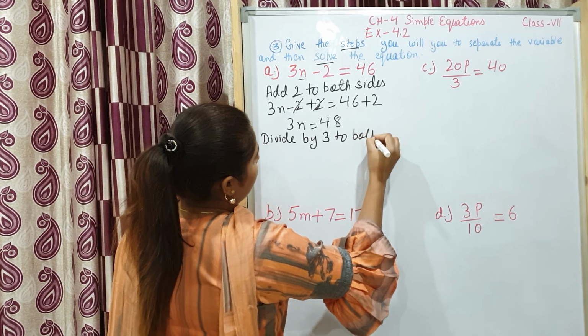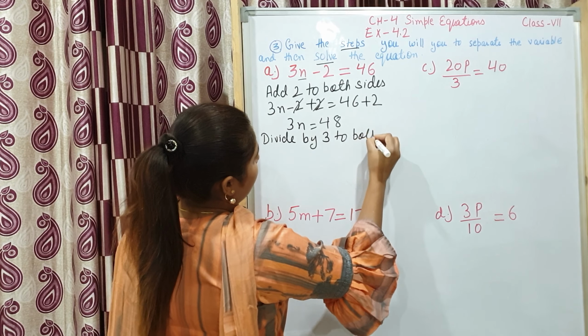You can write in other wording also: on dividing by 5 on both sides we get. You can change the wording. Now 5m upon 5, 10 upon 5. 5 cancels according to the rule of fractions. 5 ones are 5, 5 twos are 10. So the value of m is 2. So m is equal to 2 is the solution of the given equation.